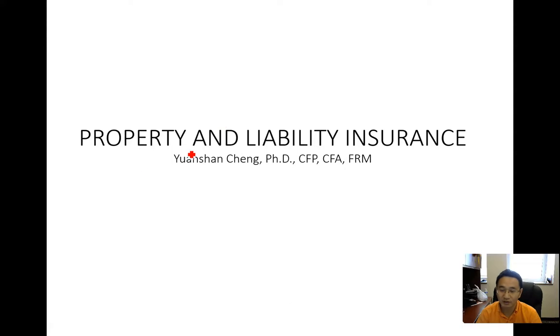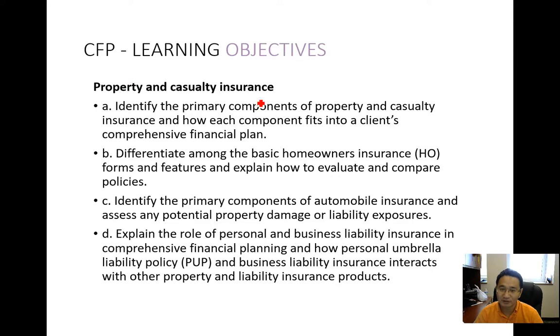Okay, everyone, let's talk about property and liability insurance. In this class, I will just talk about the basics and homeowner insurance. We will spend another lecture talking about car insurance and personal umbrella insurance. So the requirements come mainly from CFP. CFP does require a little bit of understanding, but it will never go into so many details. And they worry only about investment, so I just focus on CFP starting from this lecture.